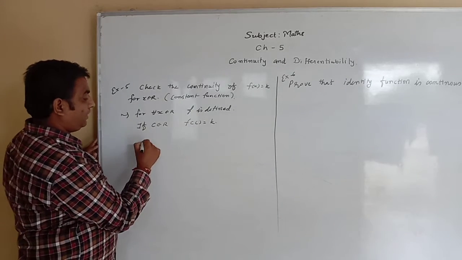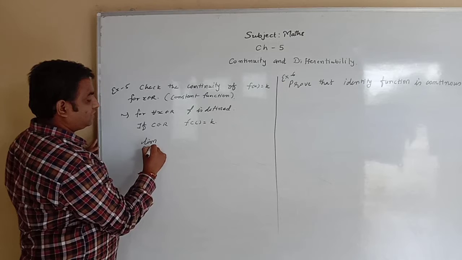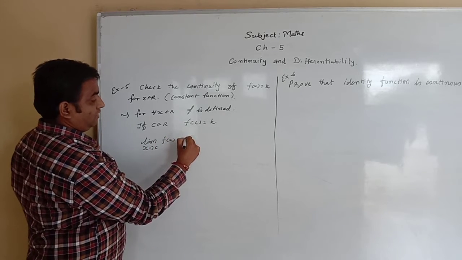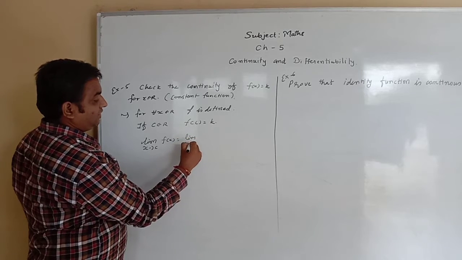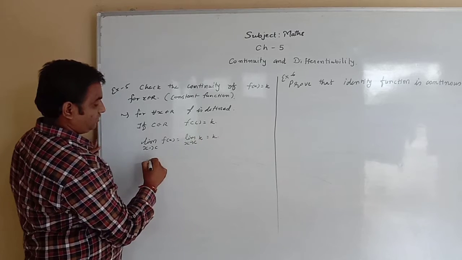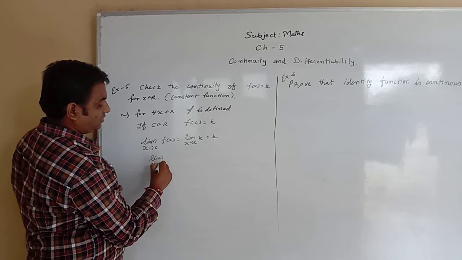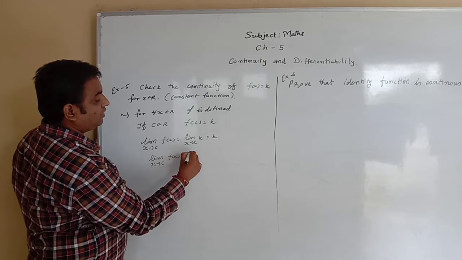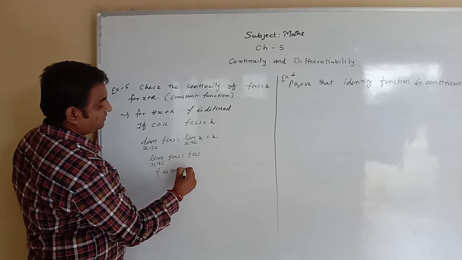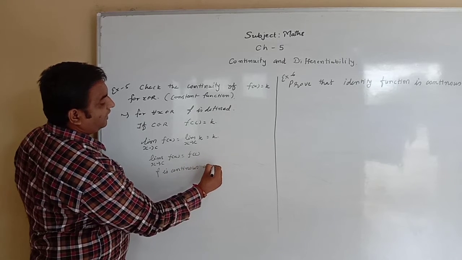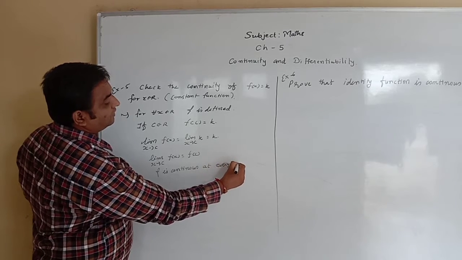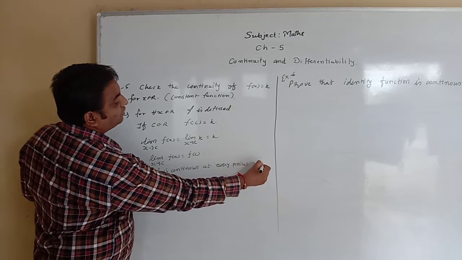Now we find out the limit of that. So limit x tends to c, f(x) equals limit x tends to c of k, that is k, and so we can write that limit x tends to c, f(x) equals f(c). So f is continuous at every point of x belongs to R.